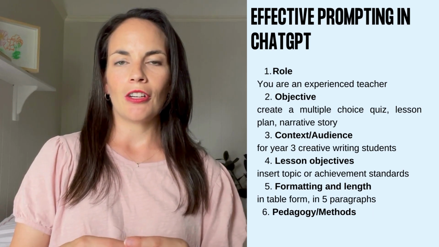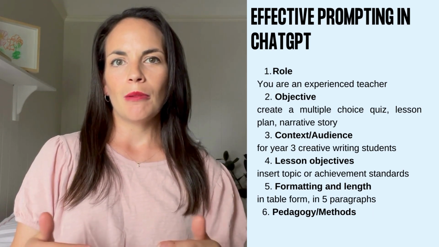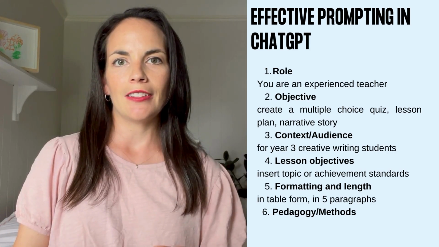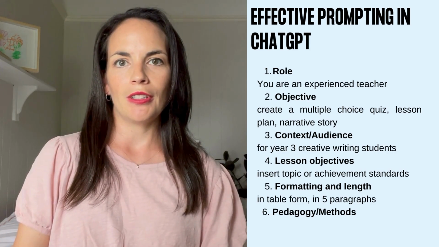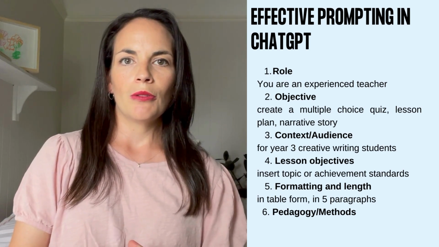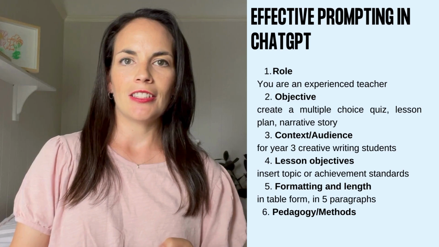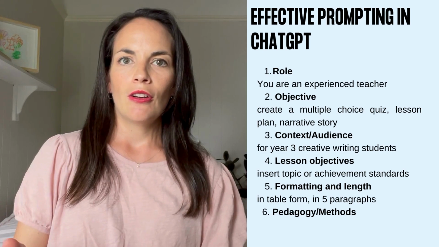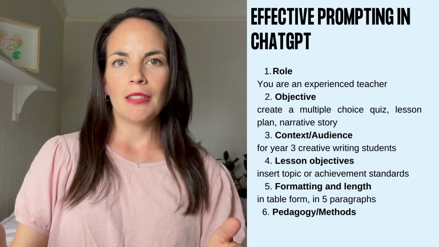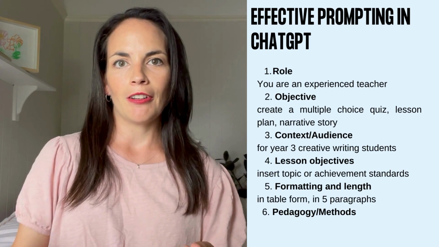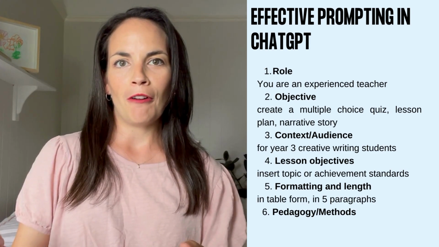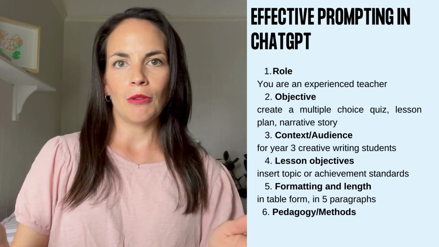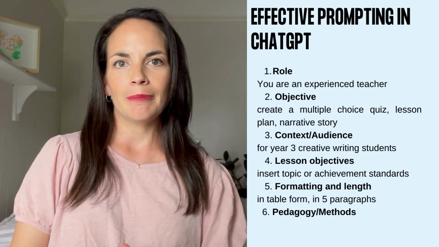Following from that, you want to talk about your lesson objectives. Now, you can put this into your own words, or you can actually copy and paste your achievement standards right from your curriculum and put it into your prompt. You also want to give the chatbot an indication of what formatting you're wanting. So are you wanting this in a table format or in paragraphs? And do you want it to be limited to, say, 5 paragraphs? Because ChatGPT can waffle on a little bit. So giving it some context of how long you want it to be is a great strategy.